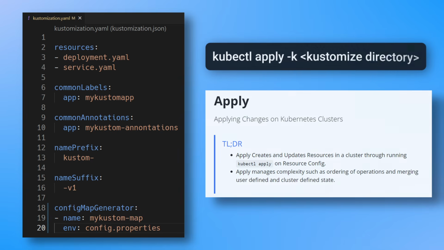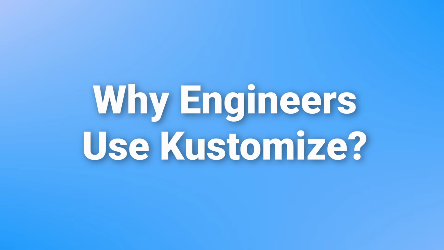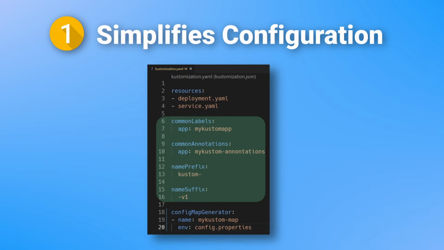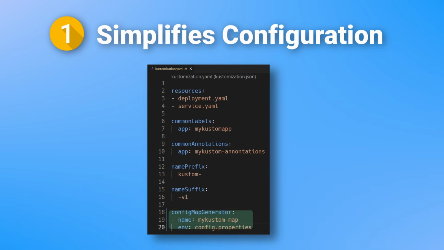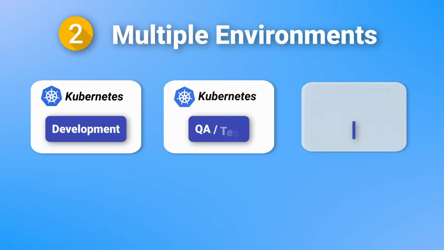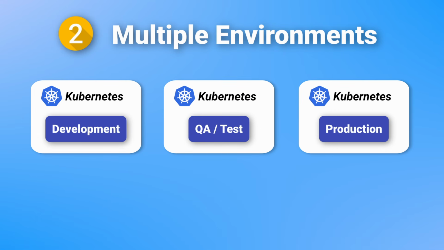Now, to fully understand Kustomize, you need to understand the three main reasons why Kustomize is so popular. First, it drastically reduces and simplifies your manifest files using common values and generators. Common values help keep things like labels, names, and annotations consistent, while generators help create and map config maps and secrets to your pods.